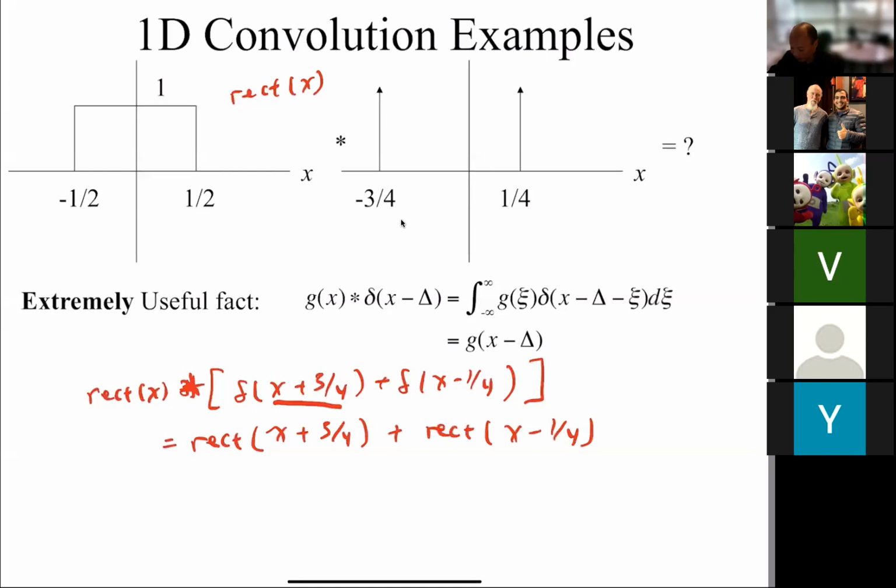So what does that look like? Well, let's say this is minus 1 and 1. So this is 3/4. I'm going to have one rect function that's centered around minus 3/4. So it's going to go like this, from minus 1/4 to minus 5/4. Is that right? Yeah. And then I have another rect function that's centered around 1/4. So it's going to look like this.